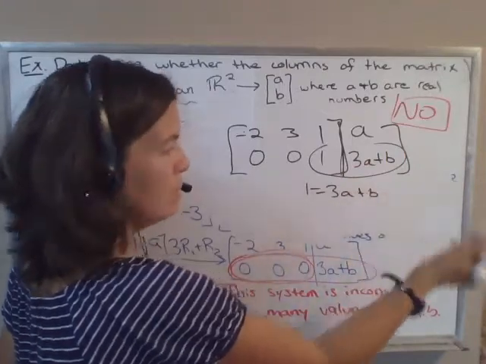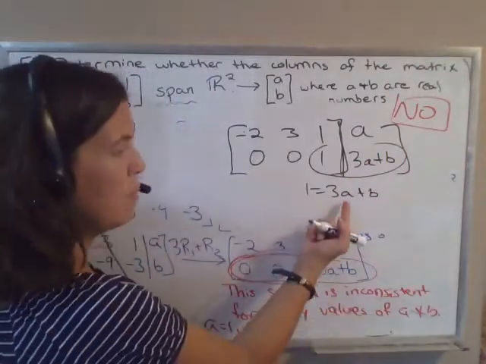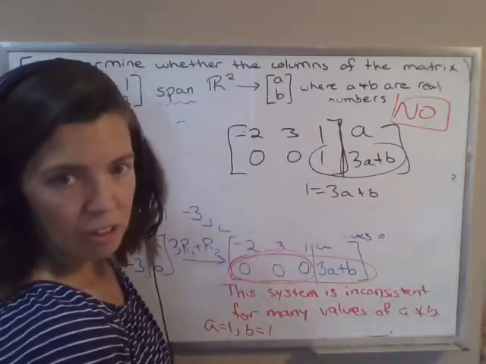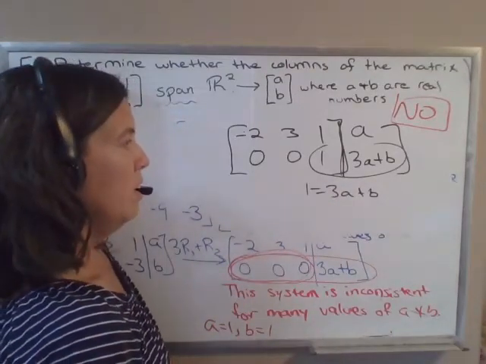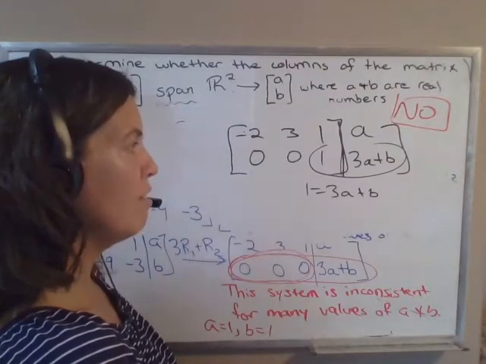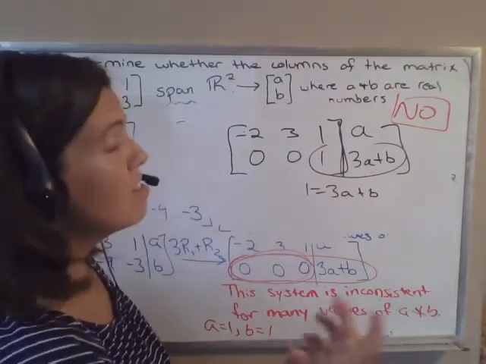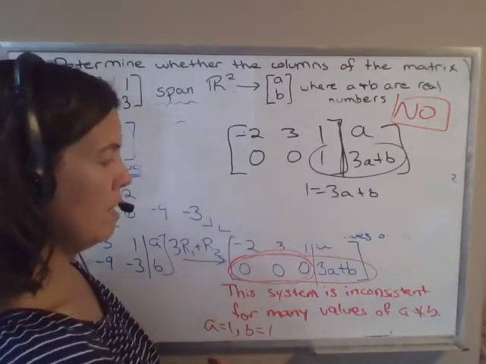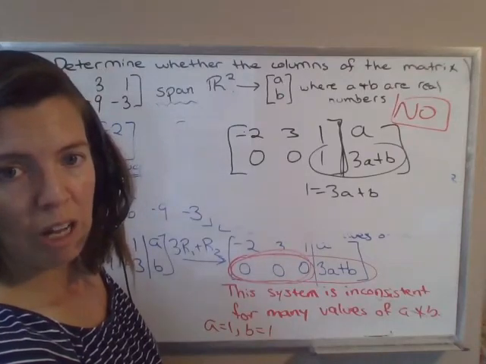Well, there are infinitely many solutions to that equation. You can pick any value you want for a or for b, and then solve for the other unknown. And so the system would have a solution for any value of a and b in that case, and so the columns would span R2. In this case, we did not get a pivot in every row, and so the columns do not span R2.